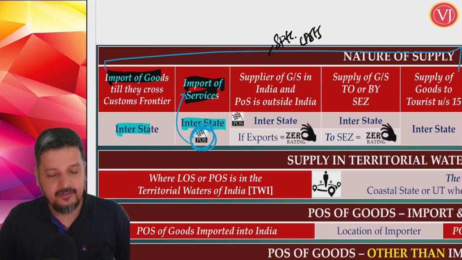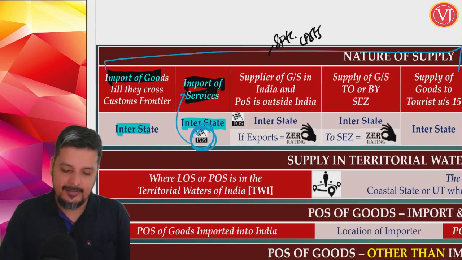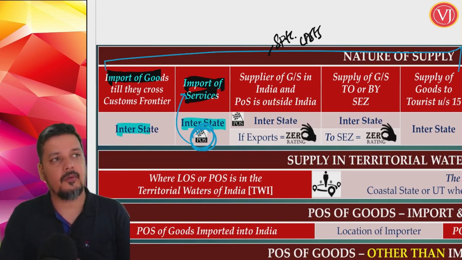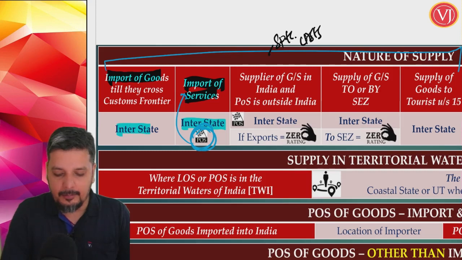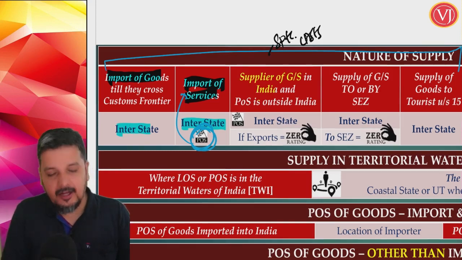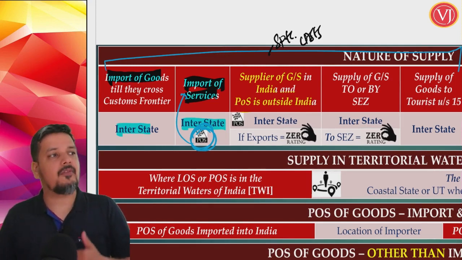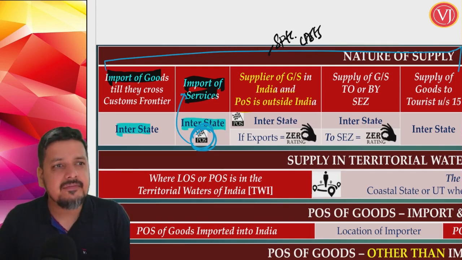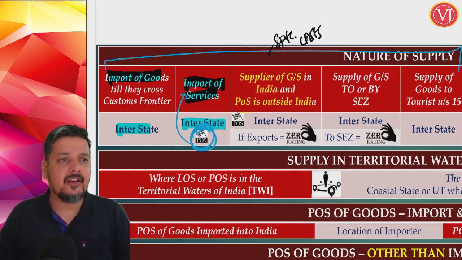Right. Next, if I tell you the supplier is in India, it is not only for goods or only for services, it is for both. Supplier of goods or supplier of services is in India and place of supply is outside India. India to USA. It is interstate.